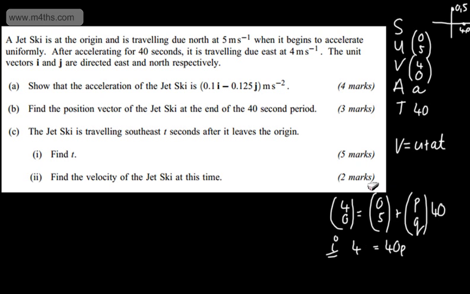So 4 is equal to 40p, so we can simply divide both sides by 40, and we can say now that 4 over 40 is equal to p, and that gives us now that 0.1 is equal to p. So we show that one, that's fine.